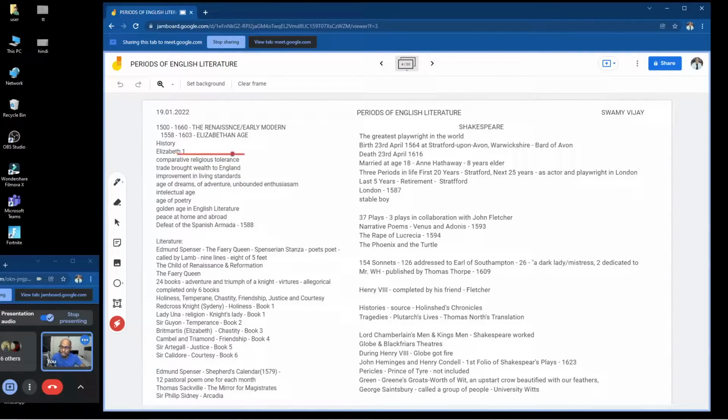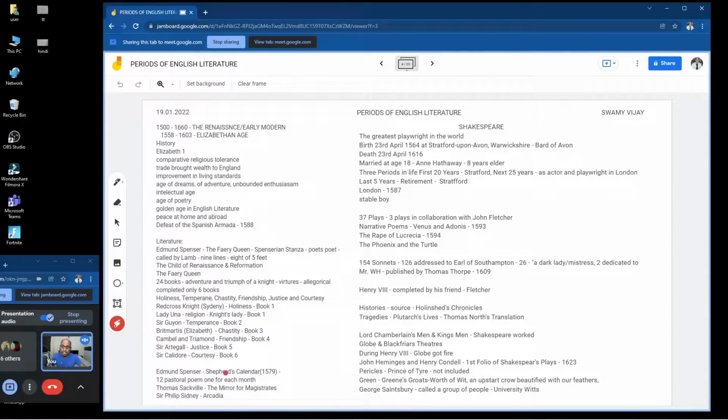And during the Elizabethan age, Edmund Spenser is a very remarkable and notable poet, and he wrote The Faerie Queene in Spenserian stanza. He is called the Poet's Poet by Charles Lamb, and he is also known as the child of Renaissance and Reformation, also called so by Lamb. Edmund Spenser planned to write The Faerie Queene in 24 books, but he could complete only 6 books, and this is the sequence of the books and the main characters in those books.